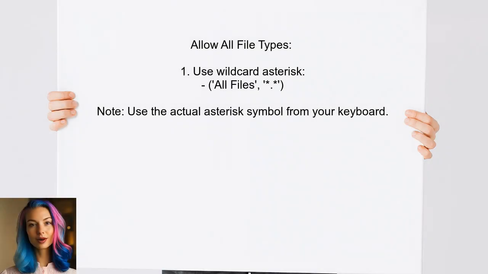If you want to allow all file types, you can use the wildcard asterisk. Just include it as a two-tuple like this: All files, star. Remember to use the actual asterisk symbol from your keyboard.